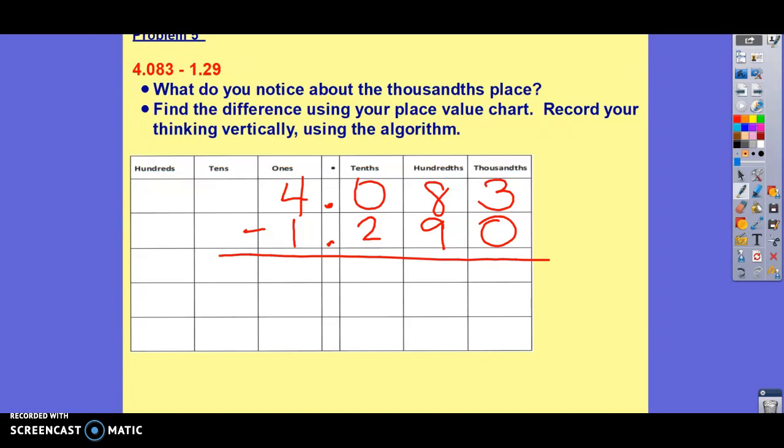So 3 minus 0 is 3 thousandths. Can't take the 9 from the 8, so I'll have 18 hundredths. Nothing in the tenths place. I'll go to the ones place. So 18 minus 9 is 9 hundredths. 9 minus 2, 7 tenths. Decimal. Bring that down. 3 minus 1 is 2 ones. So 2 and 793 thousandths. See if you can write that in word form. See if you can write that in expanded form in your journal for practice.